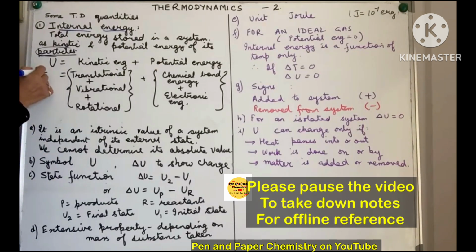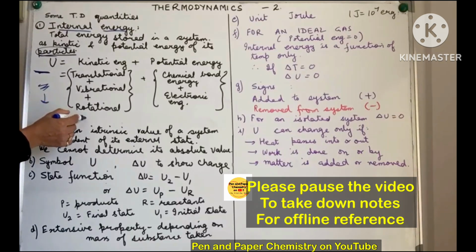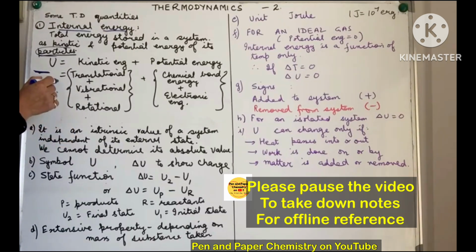We know that particles of a system are in a state of continuous random motion. So they have translational energy. They have vibrational energy because they are also vibrating on their own axis. They have rotational kinetic energy because they are moving with respect to each other as well in a system.